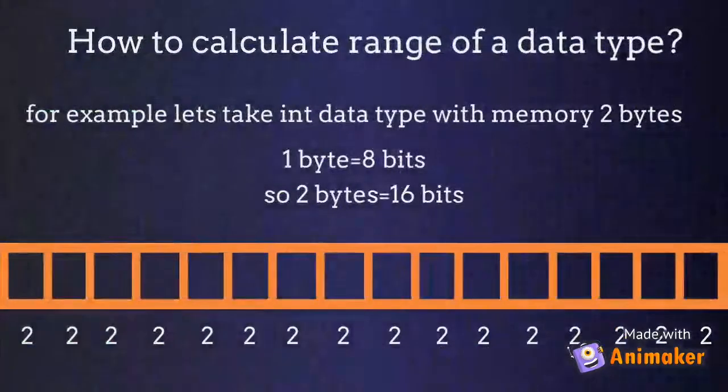But there are so many numbers to remember. Don't we have a simpler way to remember all the ranges? Yeah, there is. We can easily calculate ranges on the spot. For example, let's take int data type with 2 bytes of memory. We know that 1 byte is equal to 8 bits. So 2 bytes is equal to 16 bits. Now we can store 1 or 0 in every bit. So there are two possibilities for every bit.